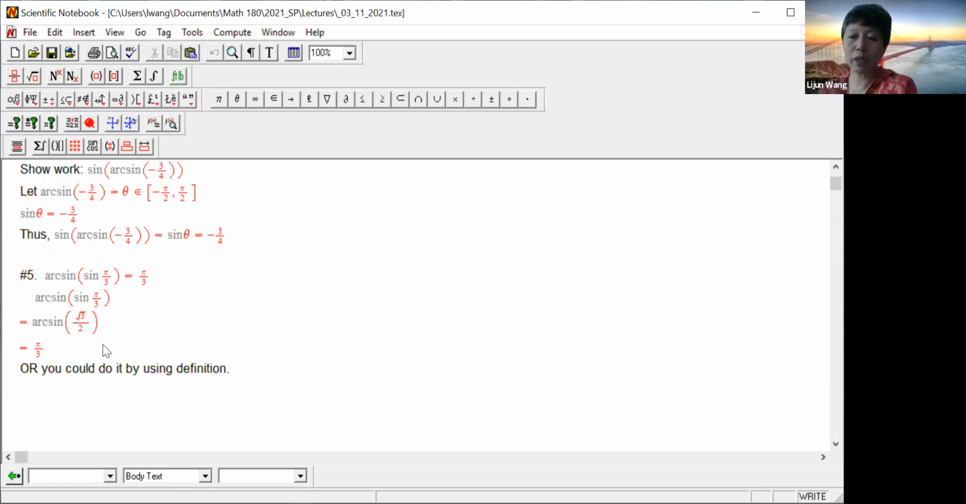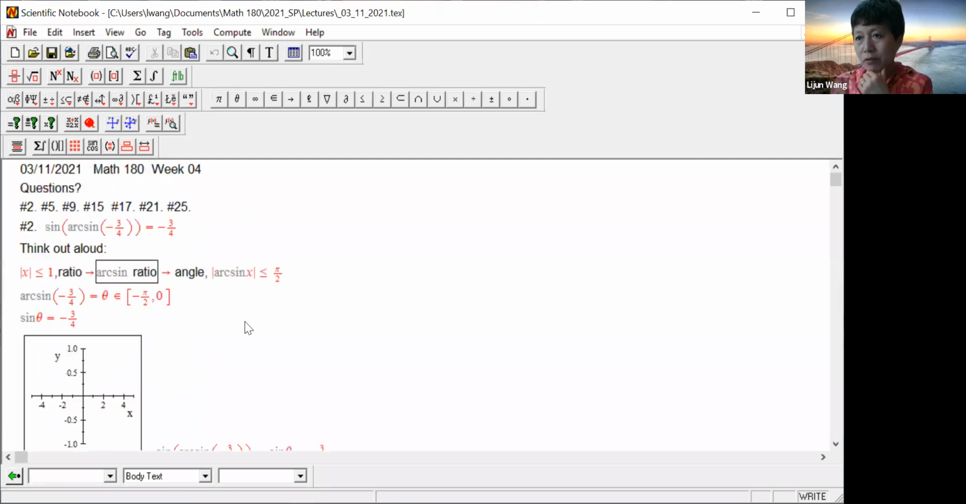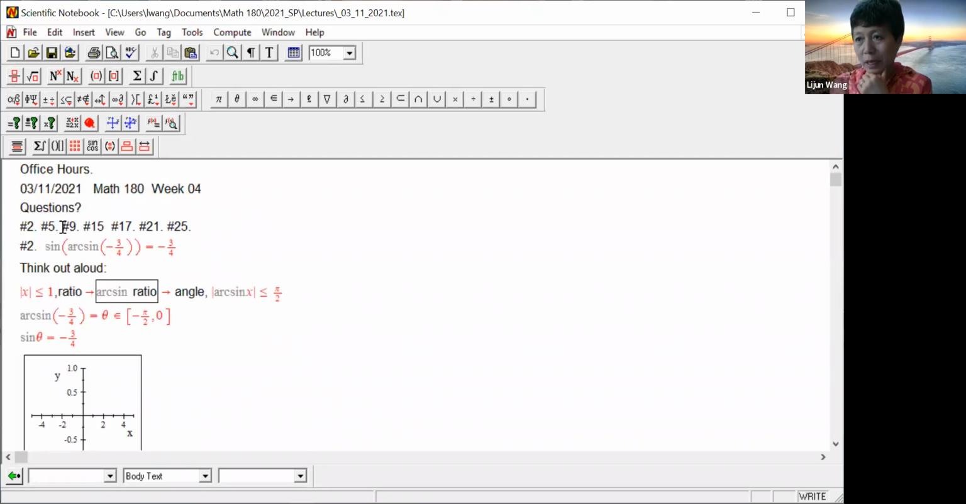So there is more than one way to do it. That's true almost to every question. Every algebraic question, you always have more than one way to do it, okay? So these are the first two. Let's look at 9 and 15.